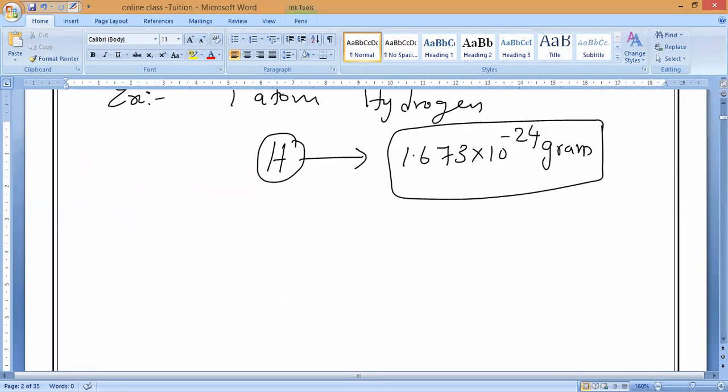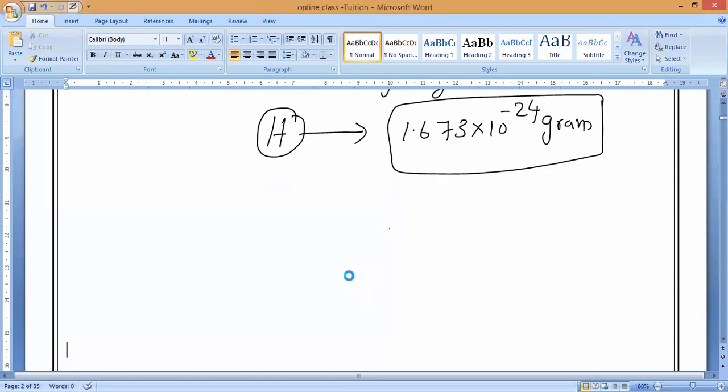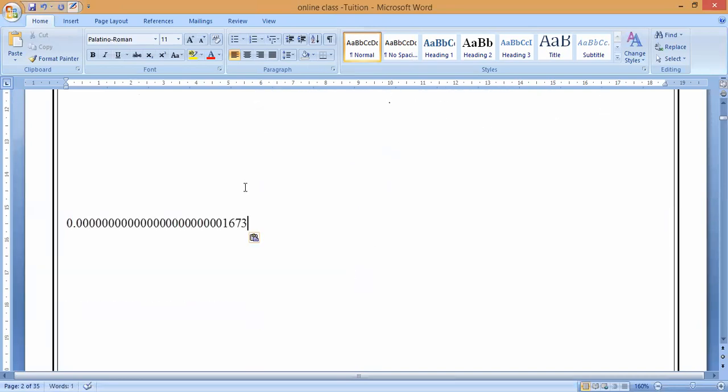If you want to write this in general form, how many zeros will come? 24 zeros will come like that. Is it yes or no? Please respond. Yes, sir. So if you represent it like that, this is the original mass of one atom of hydrogen. How many zeros? 1, 2, 3, up to 27. Correct? 27 zeros here.